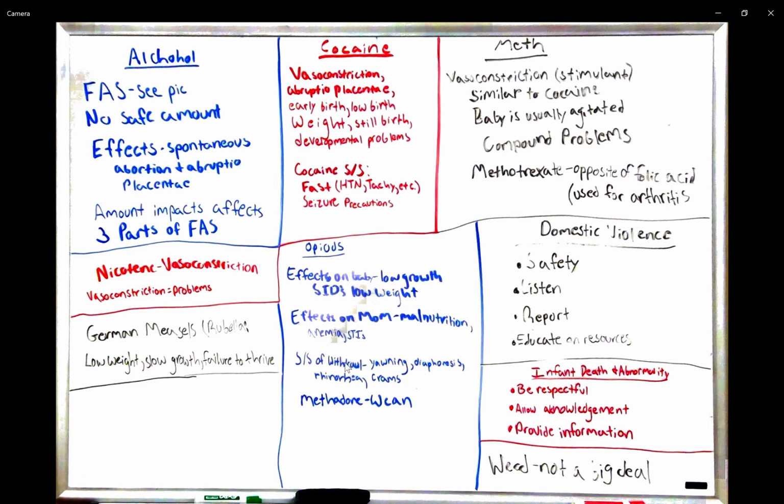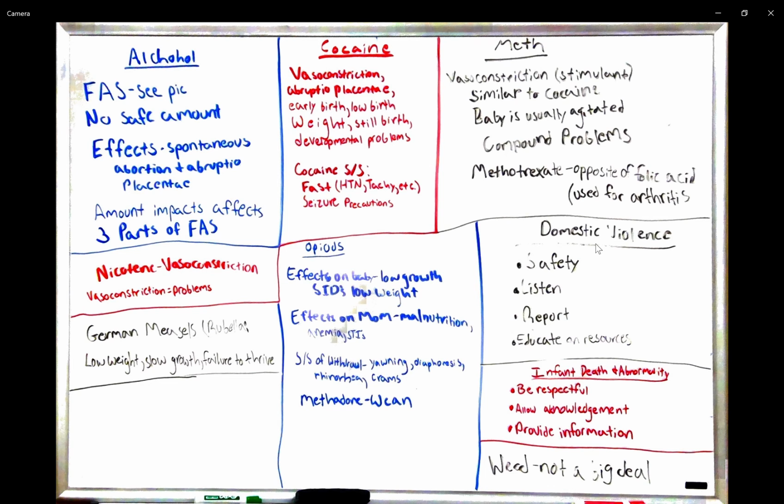Signs and symptoms of opioid withdrawal, because these are highly addictive, include yawning, sweating, rhinorrhea, which is just runny nose, and cramps. So keep that in mind. And if you pull someone off of these too fast, it can really hurt them. So make sure we're smart. Methadone is a common drug used to wean people off of opioids. So these are your main drugs that we're going to be seeing.